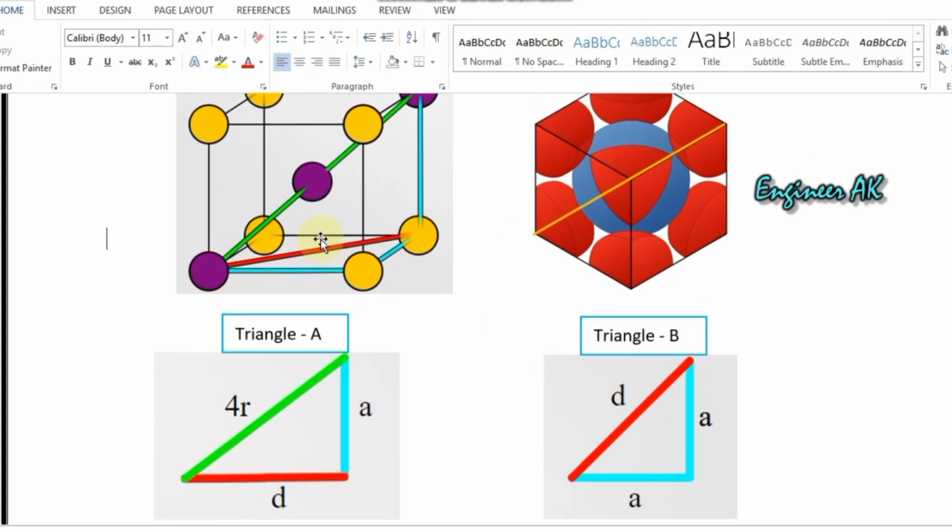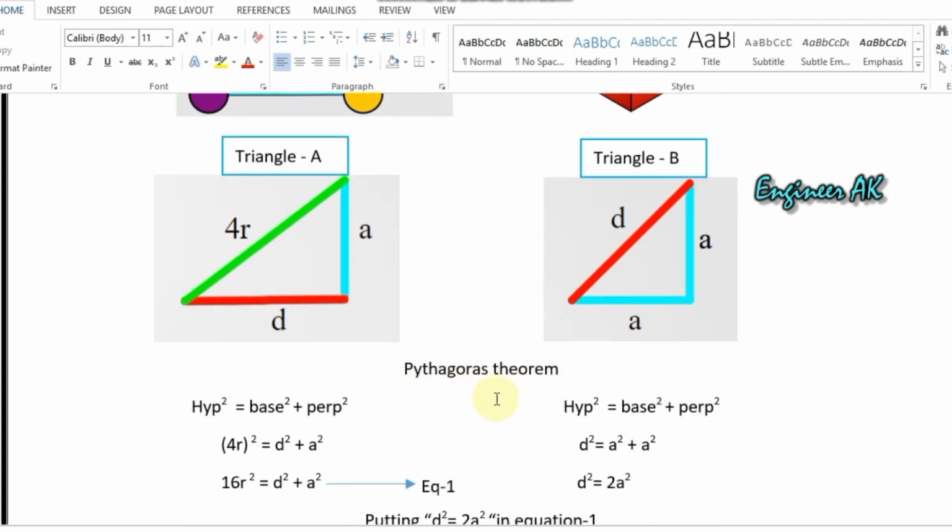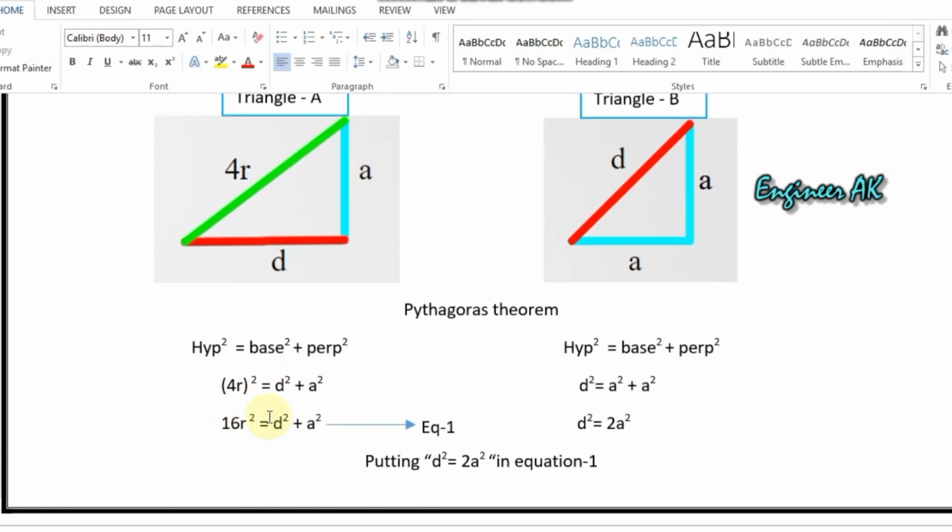And if I am taking this triangle B, this becomes D and A, A, right? So applying the Pythagoras theorem on both triangles: hypotenuse square equals base square plus perpendicular square. So hypotenuse square I know is 4R square, equal to base square D square plus A square. Further simplifying, it becomes 16R square equals D square plus A square. Let's name it equation 1.